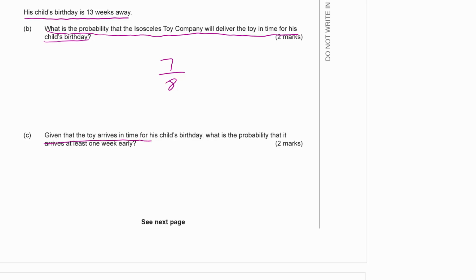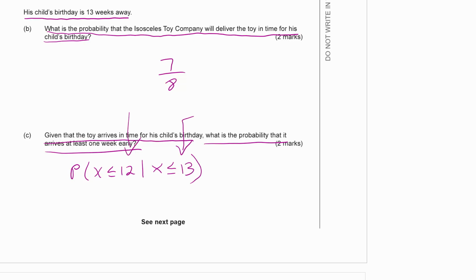Given that the toy arrives in time for his child's birthday, what is the probability that it arrives at least 1 week early? So that's the probability of x being less than or equal to 12, given that x is less than or equal to 13. Remember, 13 is arriving in time. This is 1 week before that.